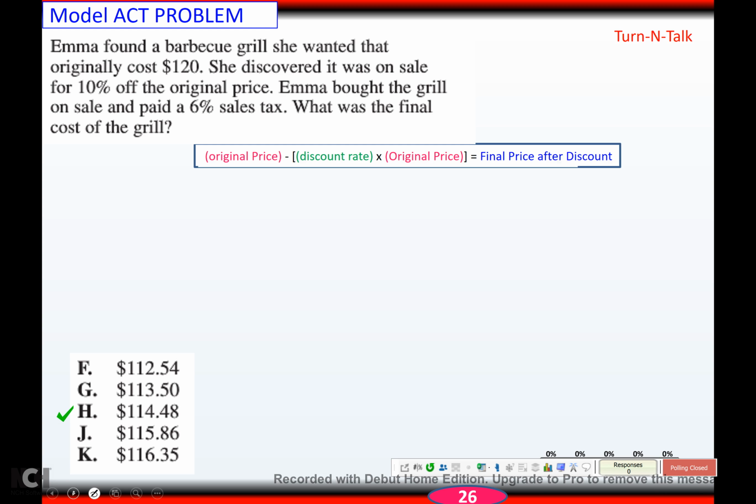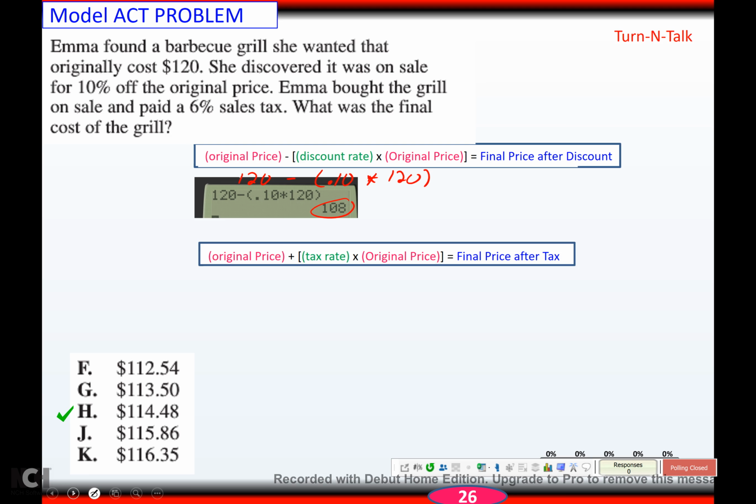We have 2 things to do. First, she's got a discount. So I take the original price, which is $120, minus the discount rate, which is 10% of the $120. And that gives me $108. So instead of paying $120, she's going to pay $108.